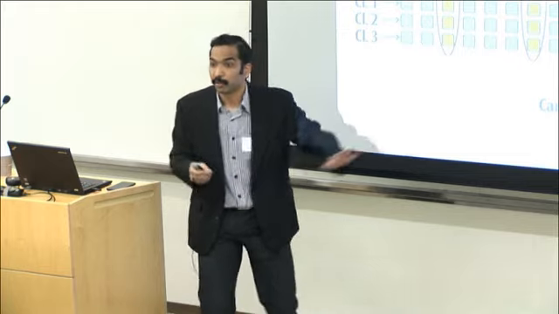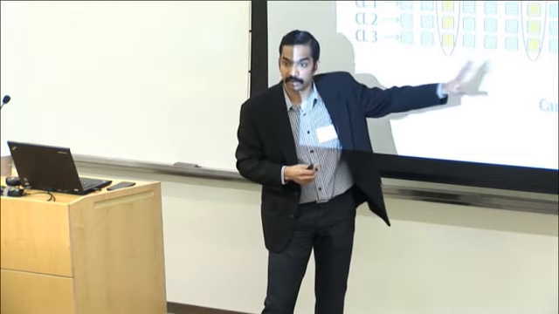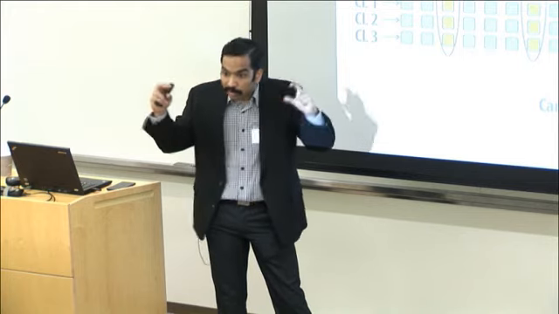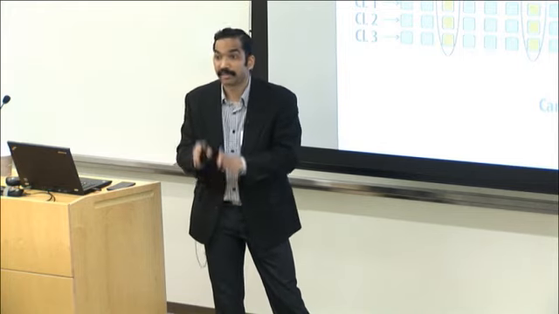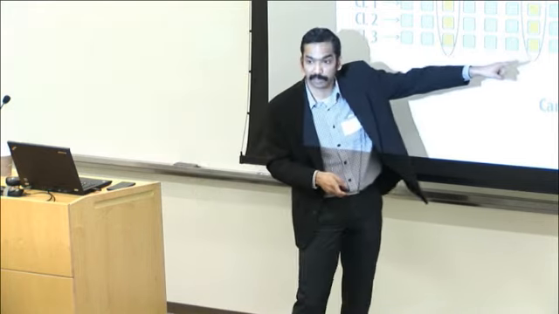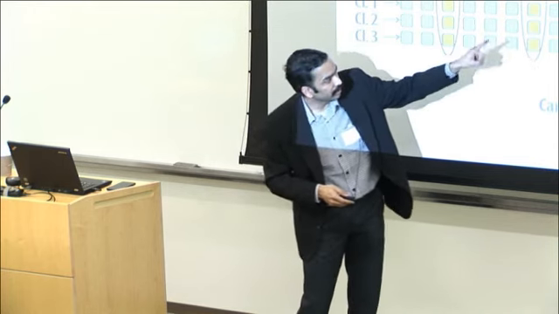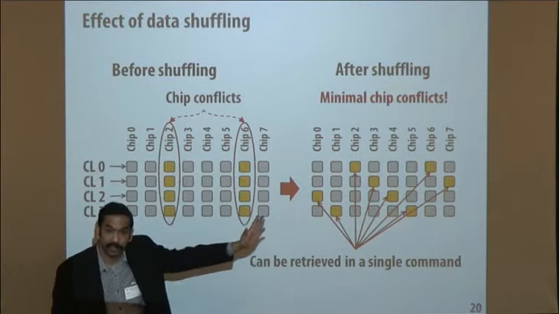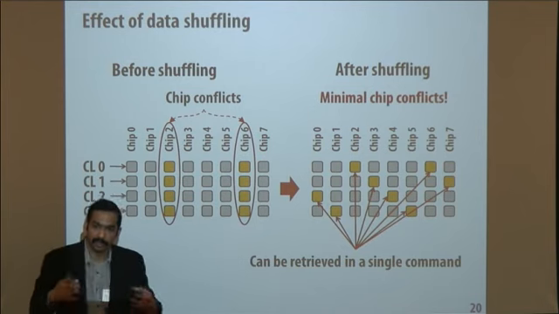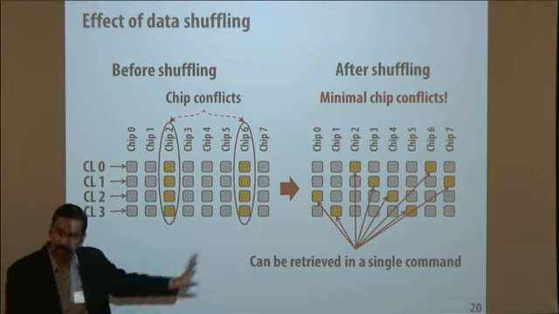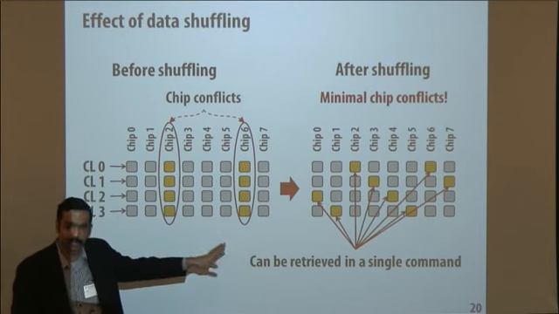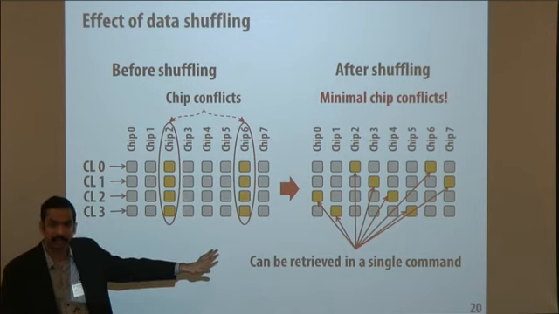A columnar layout is not going to give you the best performance. But what this mechanism is actually going to do is allow you to access data in both row major order and column major order simultaneously. If you look at this picture, the yellow values are mapped to different chips. Therefore, they can be retrieved using a single command. We still don't know how the memory controller is going to do it, but it can potentially retrieve them using a single command.